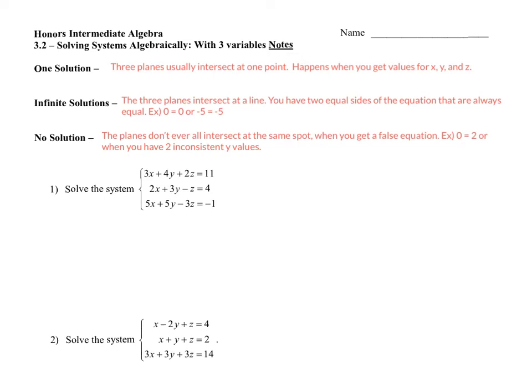Today we're going to learn how to solve systems of three variable equations algebraically. So the first thing we need to discuss is the different types of solutions you can get for a three variable system. One of the options is one solution. This means that three planes will intersect at one point. And this happens when you get a value for x, y, and z.